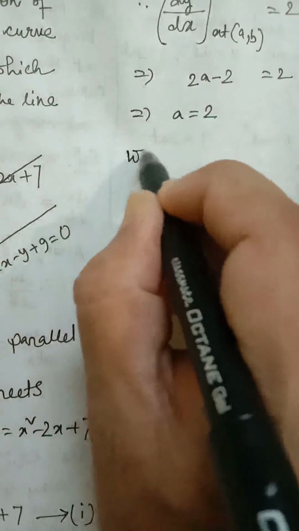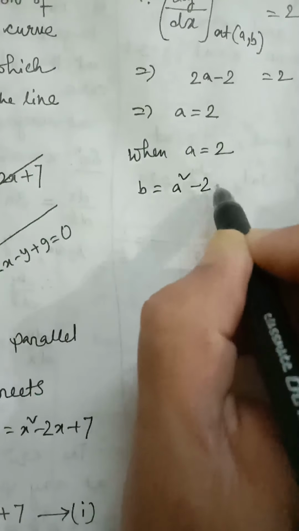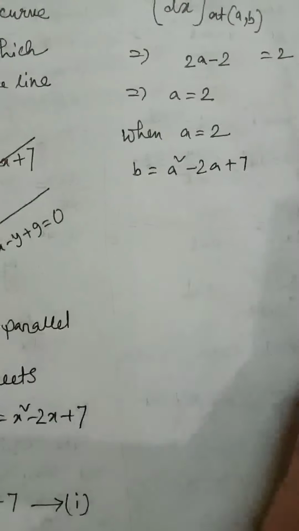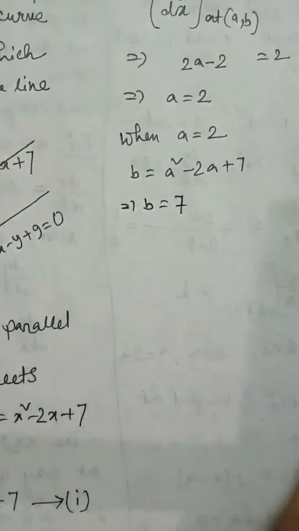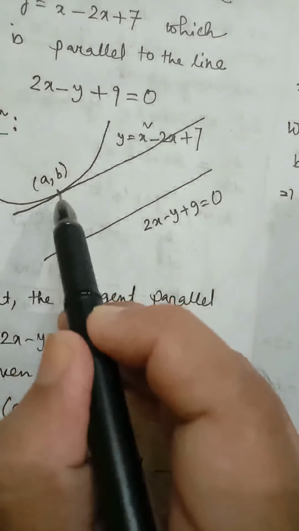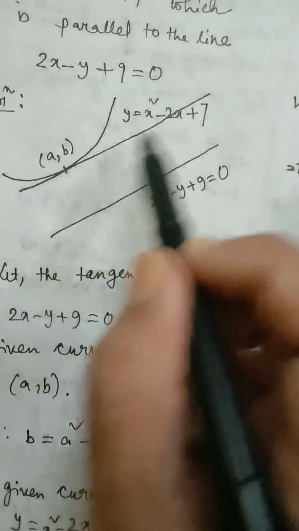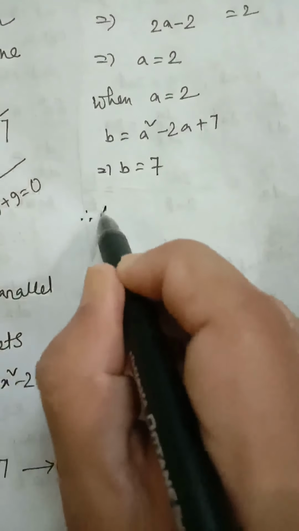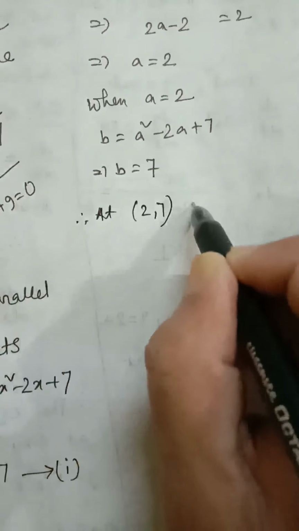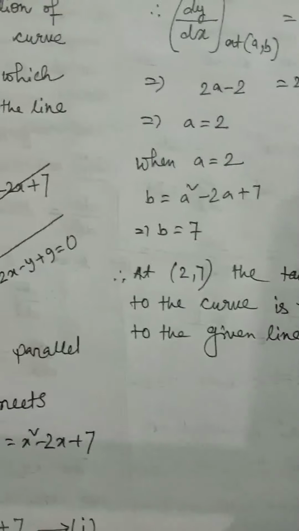Now we have the relation b equal to a square minus 2a plus 7. Putting a equal to 2, b equal to 4 minus 4 plus 7, so the value of b is 7. So at the point (2, 7), where a equal to 2 and b equal to 7, the tangent to the curve is parallel to the given line.